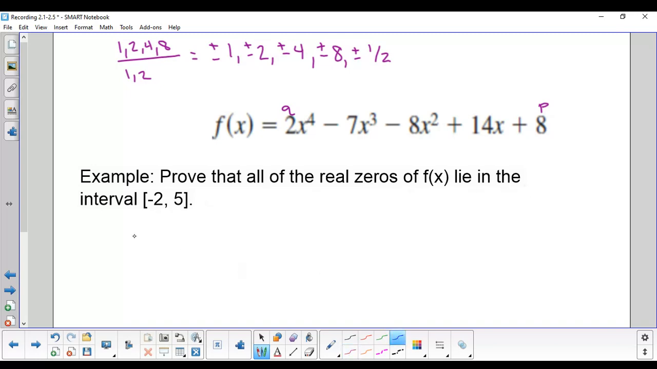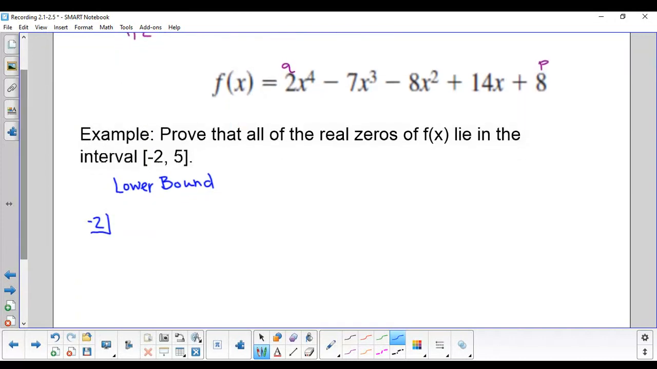So how a question might be worded is: prove that all the real zeros lie on this interval. So when doing the upper and lower bound test, we don't care about the remainder of 0. We care about what's happening in that last line. So we'll start with the lower bound test first. And in the lower bound test, we are going to put -2 on the shelf because that's the number we want to test with. Next, I'm going to place each of my coefficients on that top line. So I have 2, -7, -8, 14, and 8.